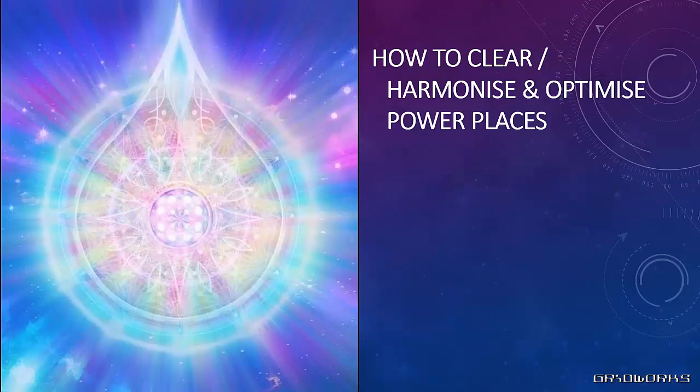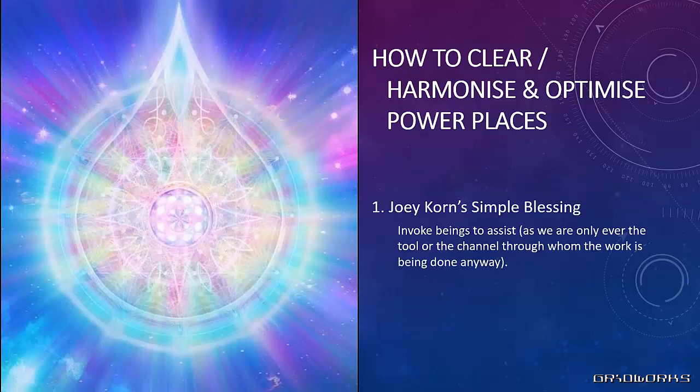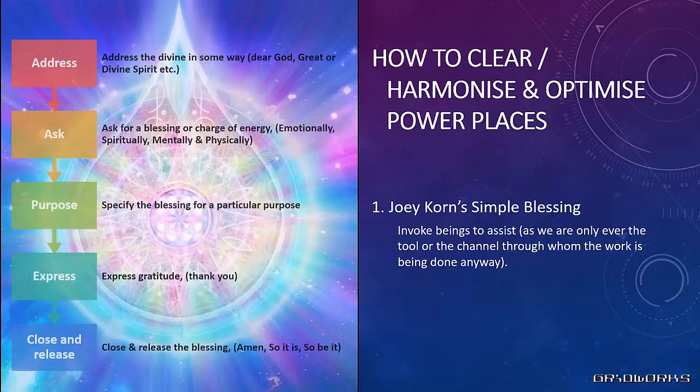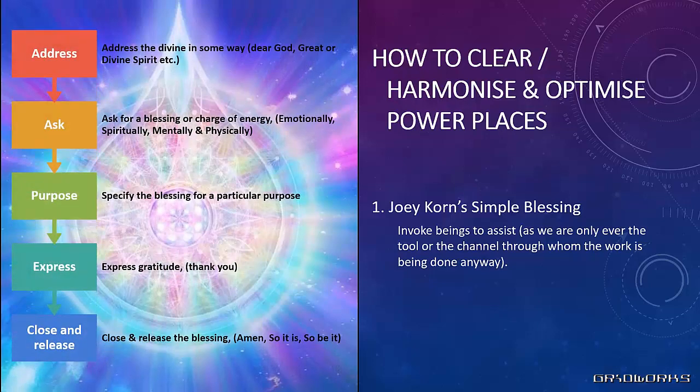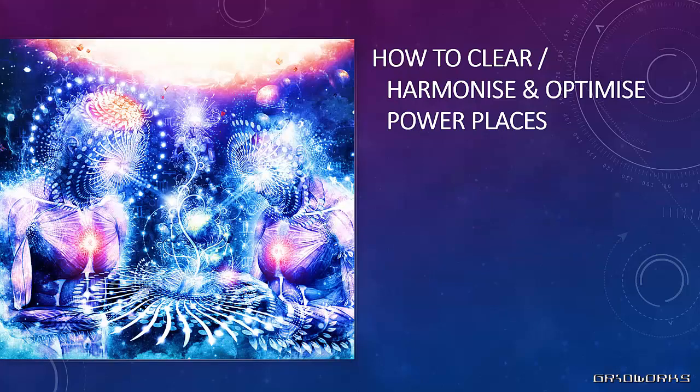So when you get to a site, you may find it is low vibe, or there's a sluggishness about it, or there's other issues, or you may just have a guidance that you need to do some work there. And some of the work involves clearing it, harmonizing it and optimizing it. A very simple way to do this first off is Joey Korn's simple blessing. I won't go through this here, but it's very straightforward. It's very, very powerful, and you can do this on all kinds of things, not just sites. You can, for instance, do it on your mobile phone or technology to cleanse it of any detrimental energies.